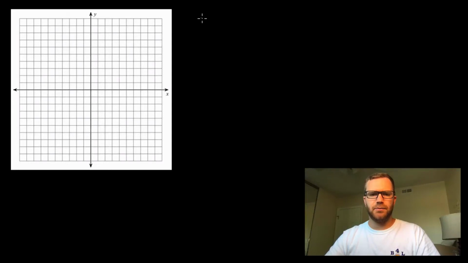All right, so for this example, I want to take a look at finding the midpoint of 2 points in the coordinate plane. So that's going to be the point that's exactly halfway in between both the x and y coordinates of our 2 points in the coordinate plane.